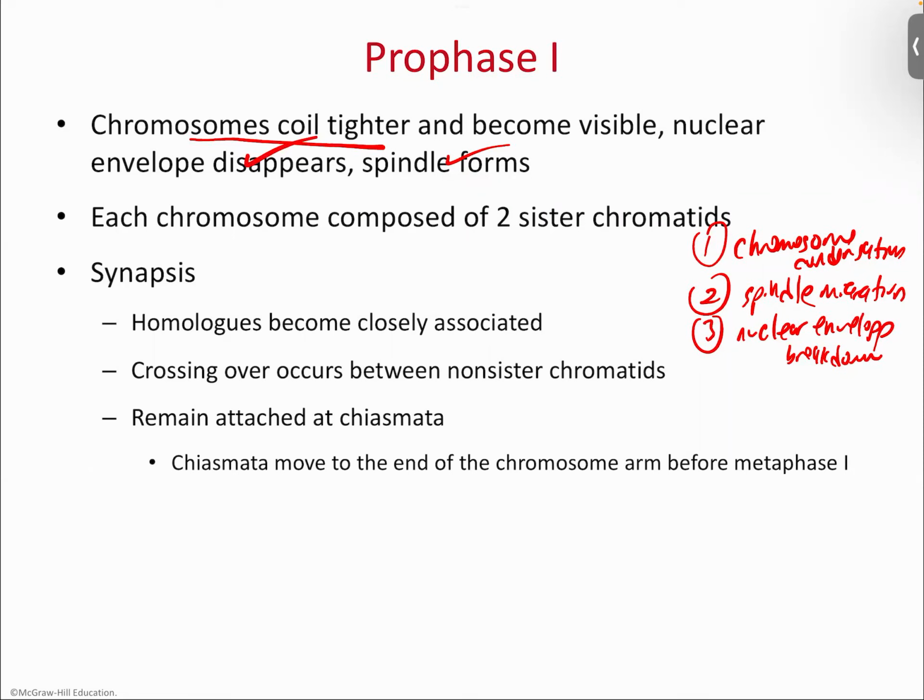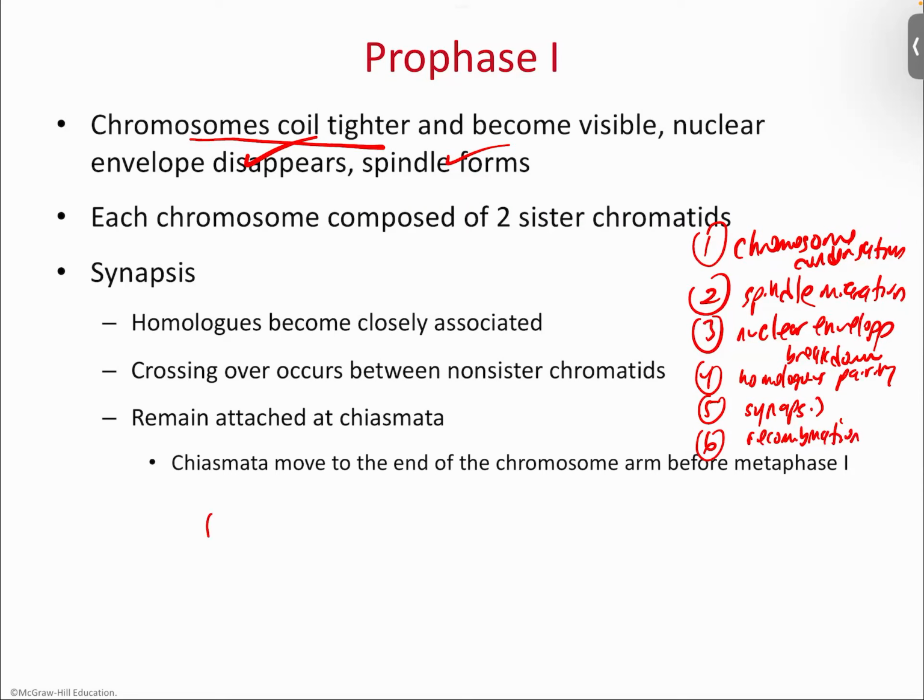Why is meiosis such a thing? Well, let's take a look at the things that are unique to meiosis. First of all, you have homologous pairing. And then after you pair the homologs, you have synapsis, and then after synapsis, you have recombination.